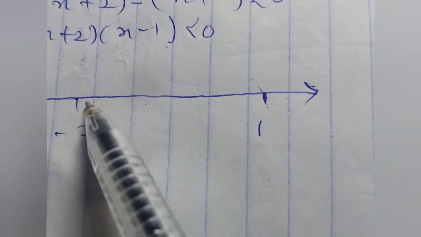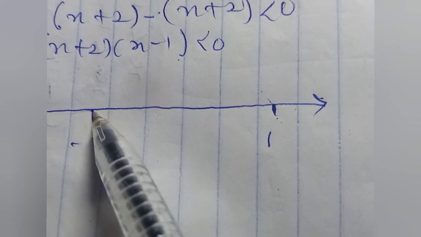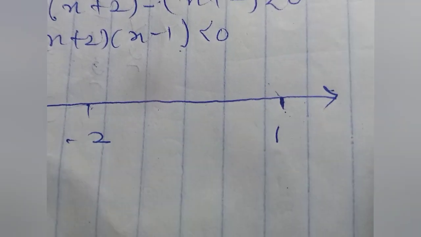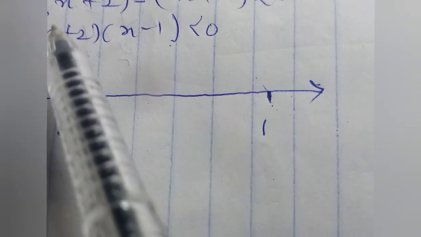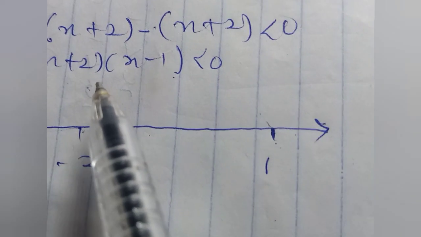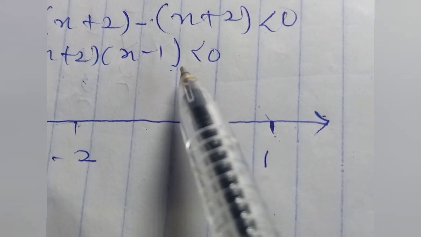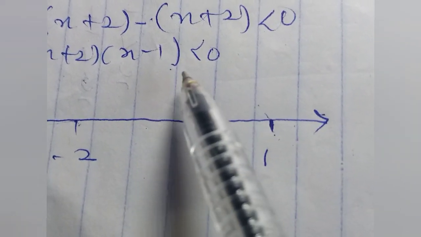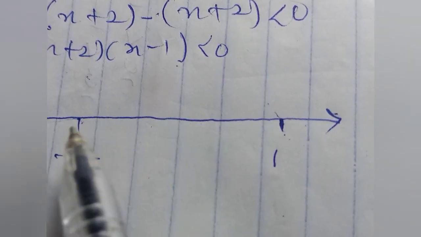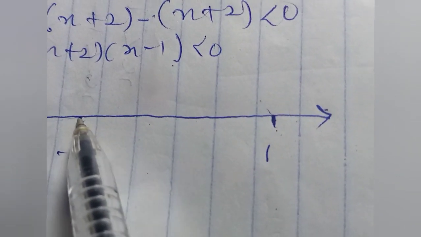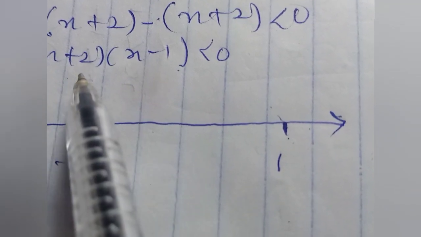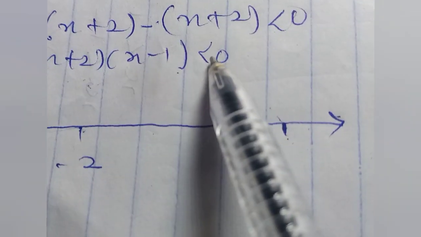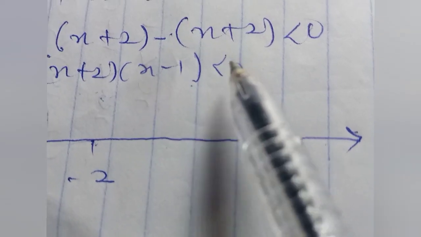Therefore, if the values between negative 2 and 1 are correct, let me pick negative 1 here. Negative 1 plus 1 is 1, negative 1 minus 1 is negative 2. So 1 times negative 2 is negative 2. So negative 2 is less than 0, which is also valid. You see that the numbers in between negative 2 and 1, when inputted into this bracket, will give us a value or a solution which is less than 0.